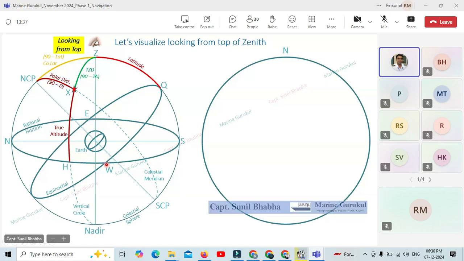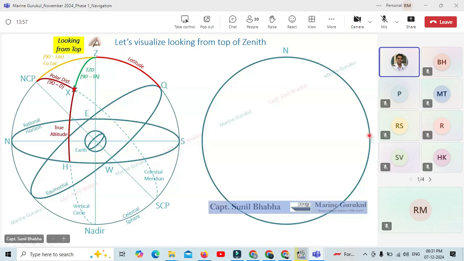So let us mark off these points in our rational horizon diagram. We have the north point here. If you go to the right side by 90 degrees, you will reach the east point. So you see, it is represented by E in our diagram.